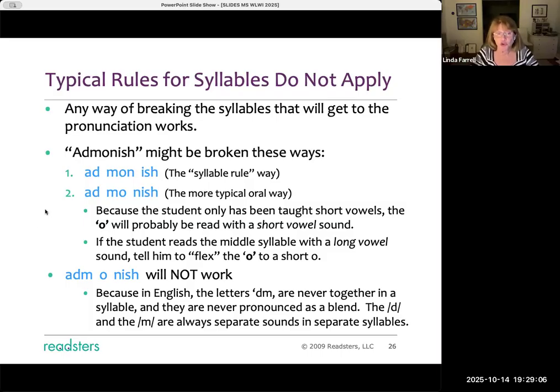Then if he knows the word, he'll go, oh, admonish. They always say, oh, admonish. If he doesn't know the word, he'll say admonish. And I'll say, that's it, admonish. Everybody look at the word and read admonish. This is the big key. It's not what kind of syllable type it is. It's flex the vowel sound. That's what it is. So let's keep going.